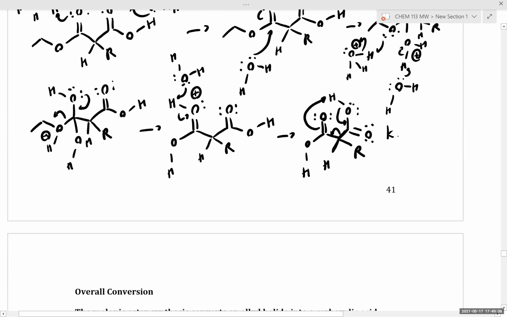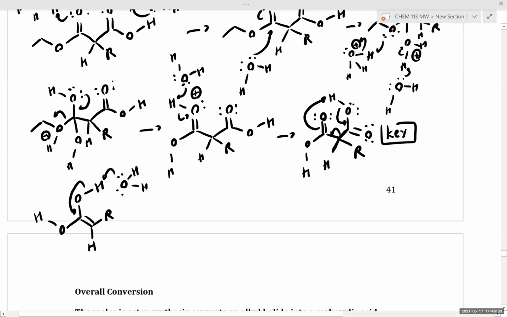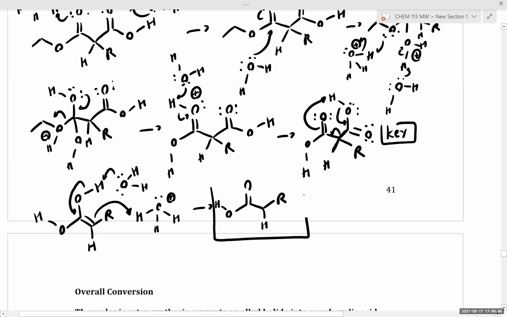So this is our key step. I'll label it as such. And from here, we get the corresponding enol tautomer. But this doesn't stick around for very long, right? The enol tautomer is not particularly favored at equilibrium, and it readily tautomerizes to the corresponding carboxylic acid, or I like to think of it like the keto tautomer. And that in turn gives us our desired neutral isolable substituted carboxylic acid.